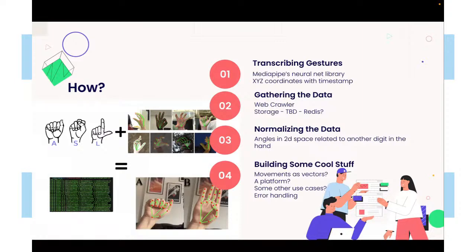And then 4 is building cool stuff. So maybe movements as vectors, maybe a platform, because all of these gestures are subjective. Everybody has a different idea of what a gesture actually means and what tag to give it. So you need a platform to manage all of that data, like a CRM. Some of the use cases, still figuring it out.